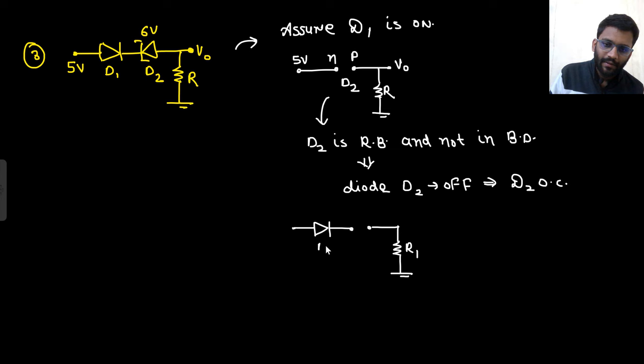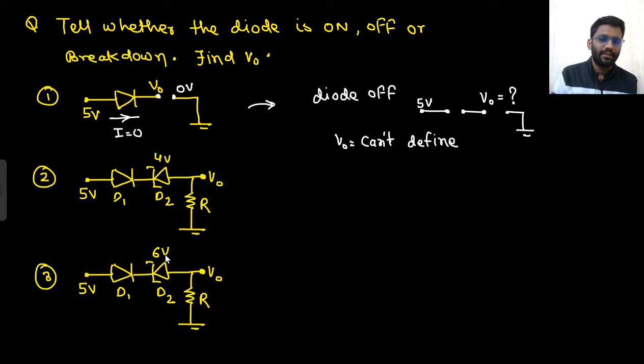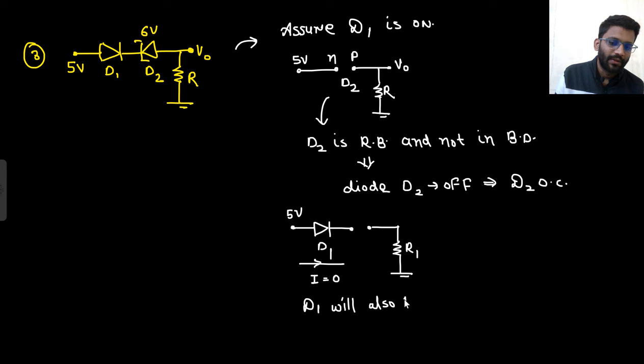This is 5 volt. So what is happening? If D2 is open circuited, the current here will be 0. That means diode D1 will also be off. This becomes the same condition as this, exactly the same circuit we can see here. So D1 will also be off. Right? So what will be the V0 value? V0 will certainly be 0 because 0 ampere current is flowing. V0 value will be 0.